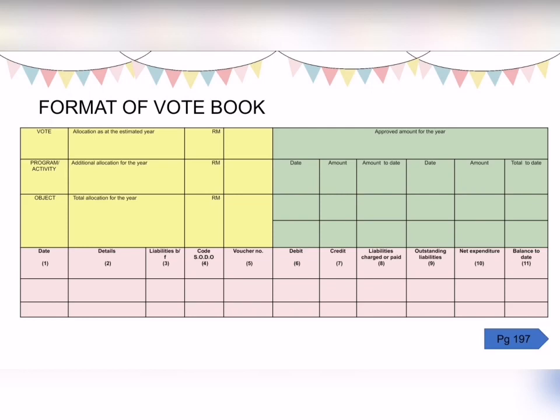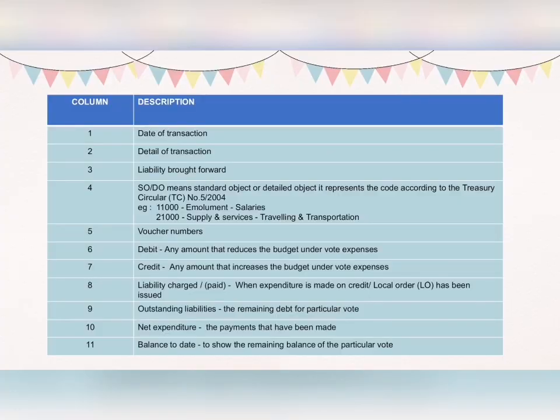So this is the format of the vote book, which I have shared according to the three parts of the vote book. The yellow shaded table is part 1, the green shaded part is part 2, and lastly the pink shaded is part 3 of the vote book. And this is the meaning of the vote book, which can be found on page 198 of the textbook.